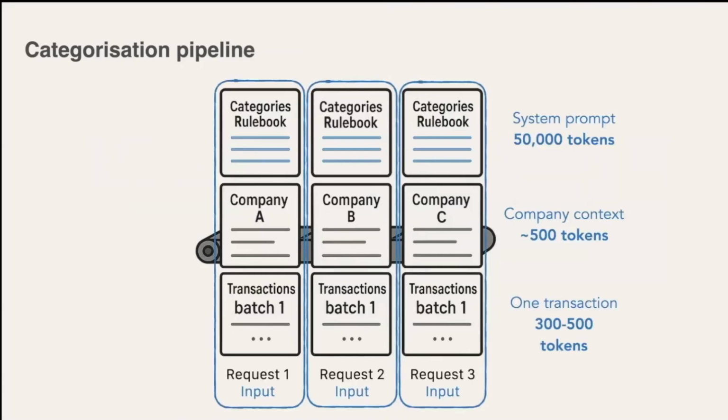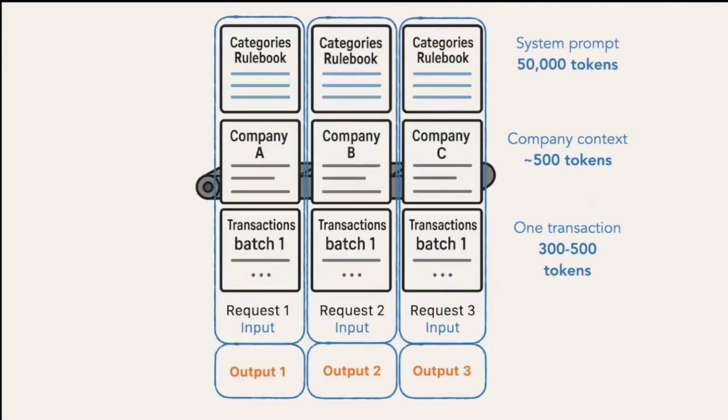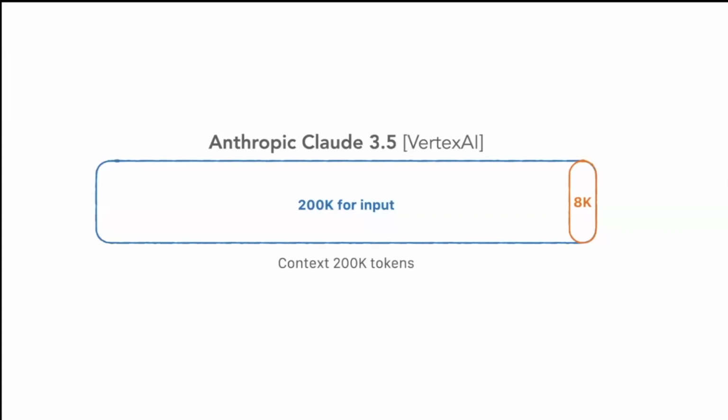We have 3 requests. The system prompt in our case is approximately 50,000 tokens. The company context on average is like 500 tokens, and transactions are also around 500 tokens. So after we receive predictions, we can use them and create suggestions. When we started, in mid 2024, we chose Anthropic Claude 3.5 model provided by Vertex AI.